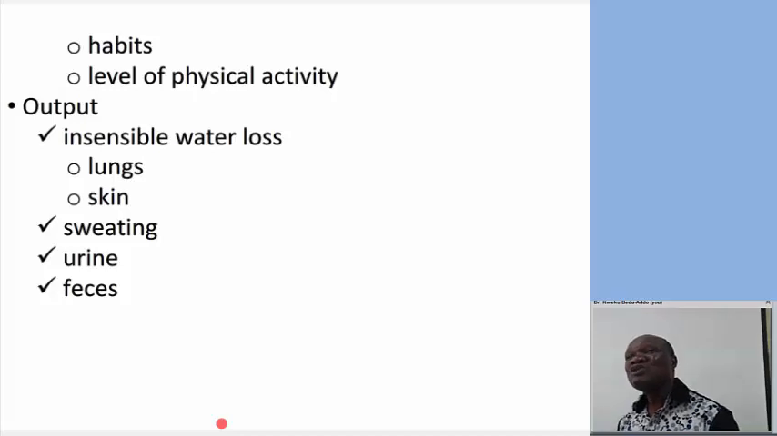Now, how do we lose water? We lose water by sweating. Right. When you are working and the weather is hot, you sweat. And that's one way by which we lose water. Another way by which we lose water is by urinating. And of course, you know, urine is mostly water. Then we lose water through our feces.